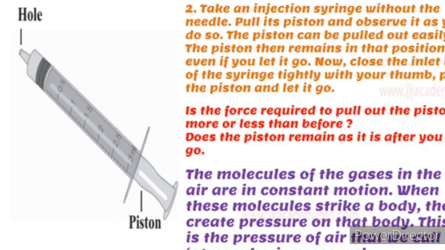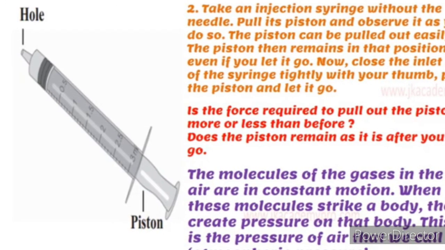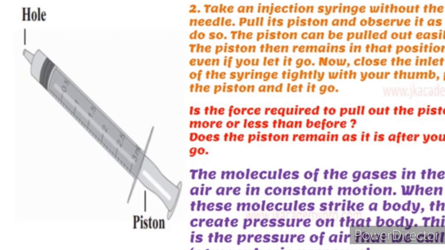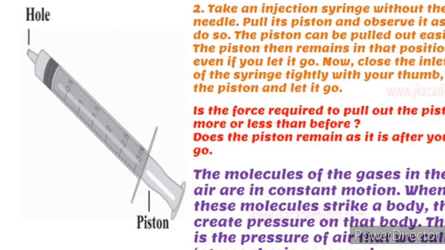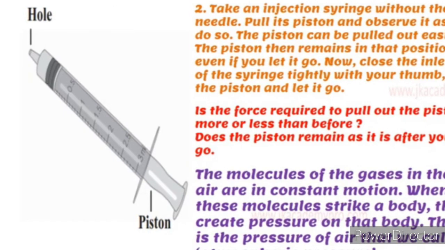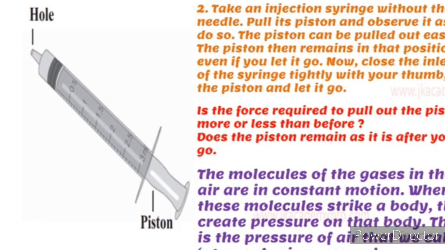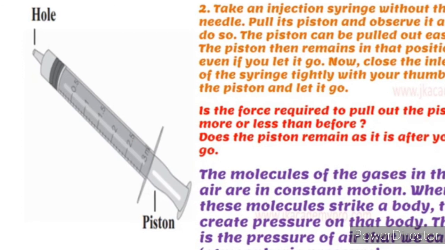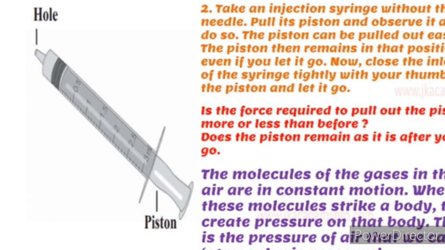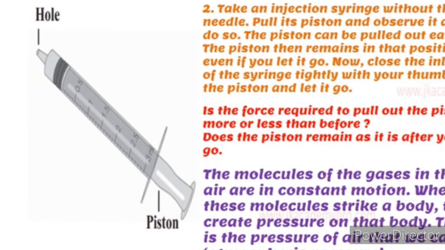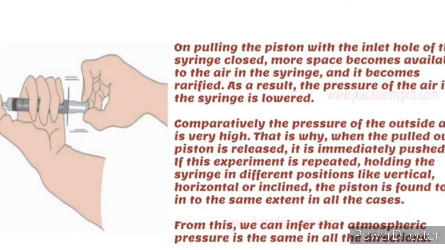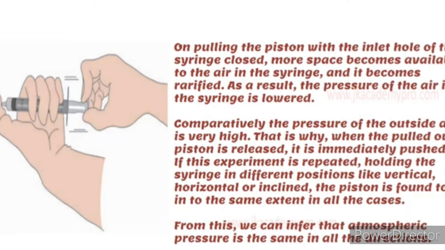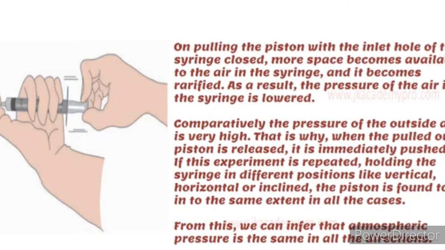This definition is there. The molecules of gases in the air are in constant motion. They are moving particles, air constituents. When these molecules strike a body, they create a pressure on that body, and this pressure of air is called the atmospheric pressure.